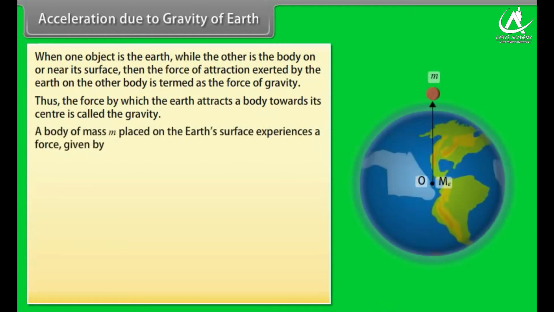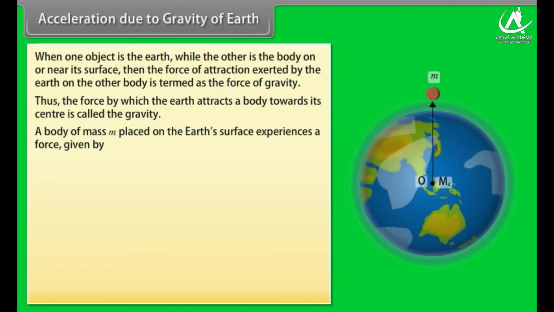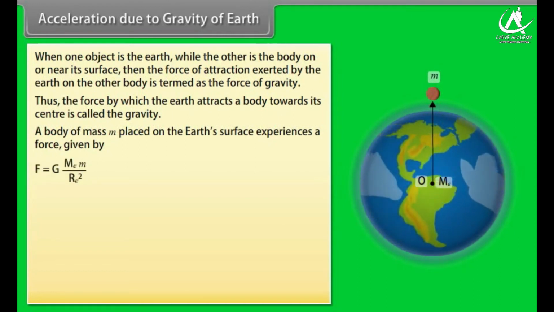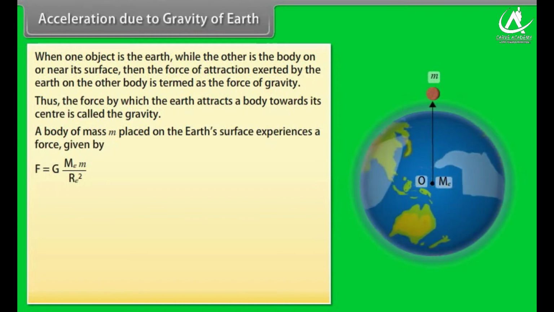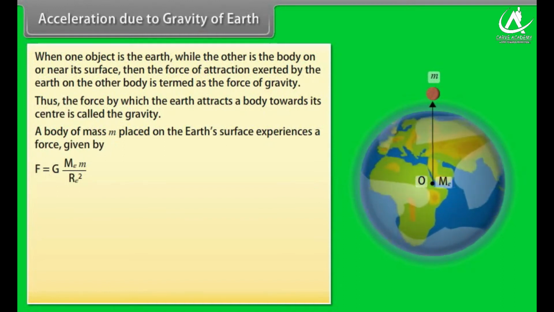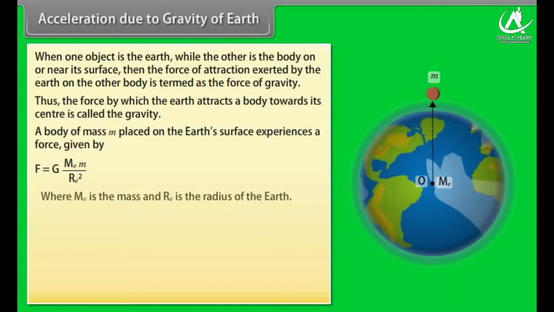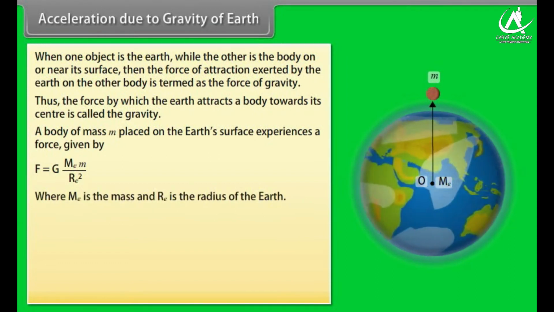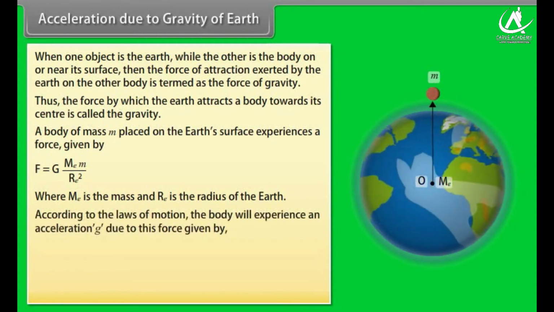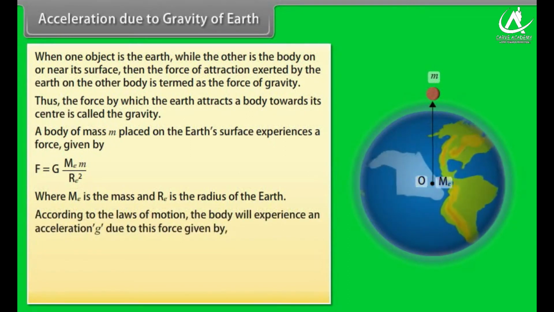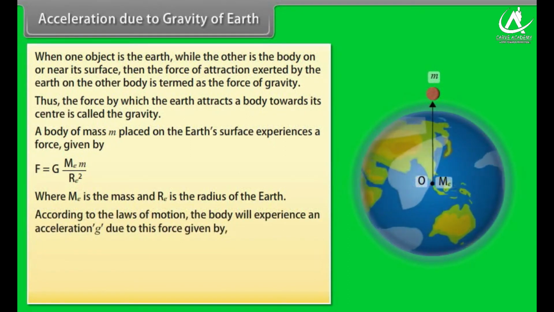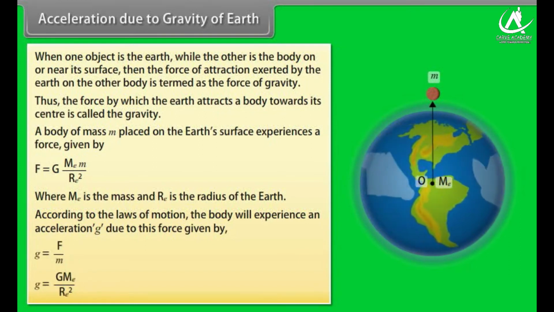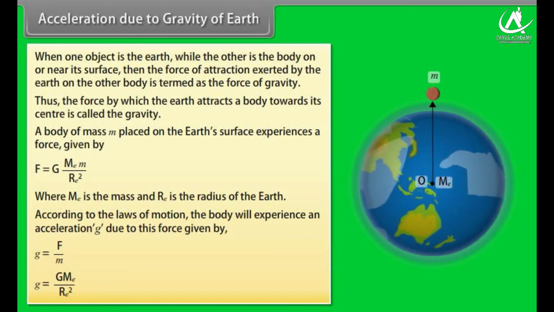A body of mass m placed on the Earth's surface experiences a force given by F is equal to G into M_E m upon R_E square, where m is the mass and R_E is the radius of the Earth. According to the laws of motion, the body will experience an acceleration g due to this force given by g is equal to G into M_E divided by R_E square.